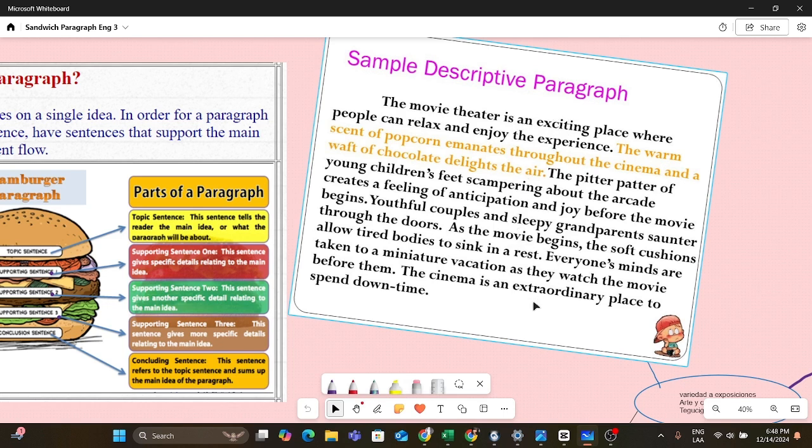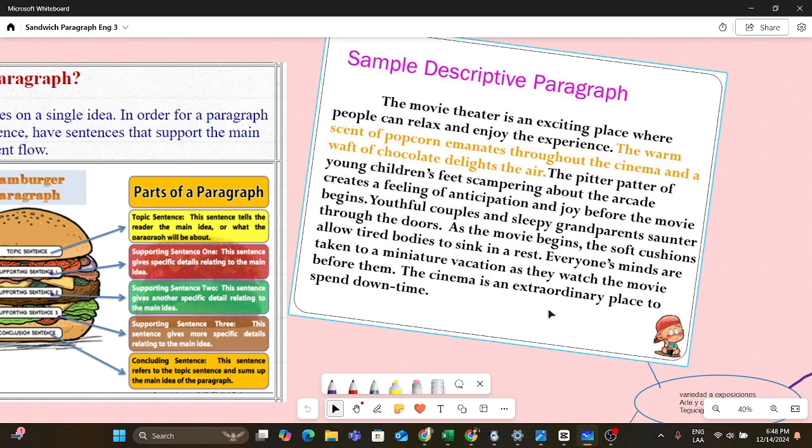Okay? Youthful couples and sleepy grandparents saunter through the doors to sink in a rest. As the movie begins, the soft cushions allow tired bodies to sink in a rest. So it makes us feel like we are comfortable in a chair in the cinema. So that makes us feel relaxed. So it is supporting this idea here.